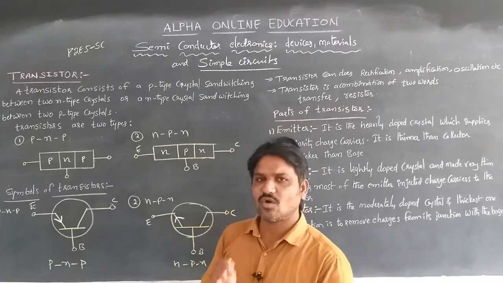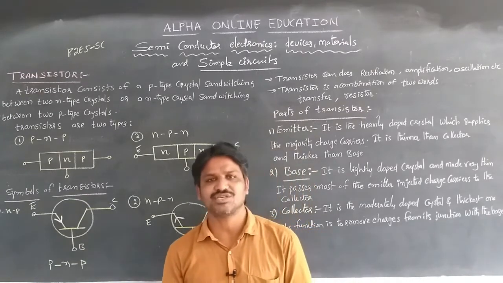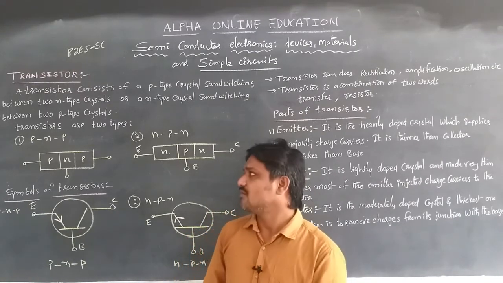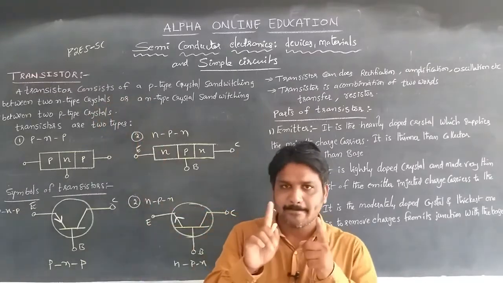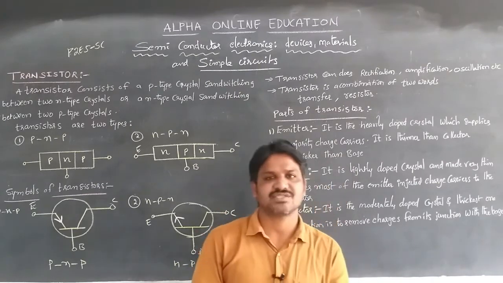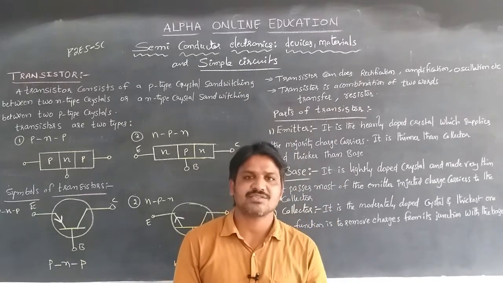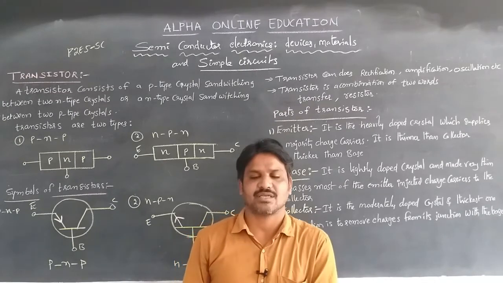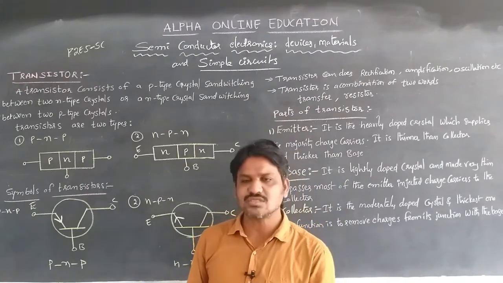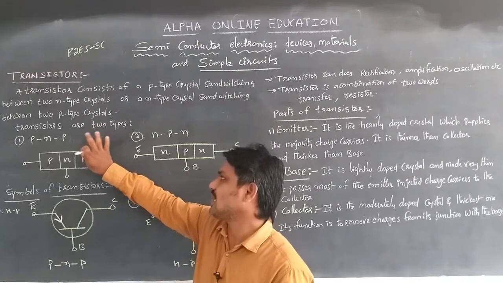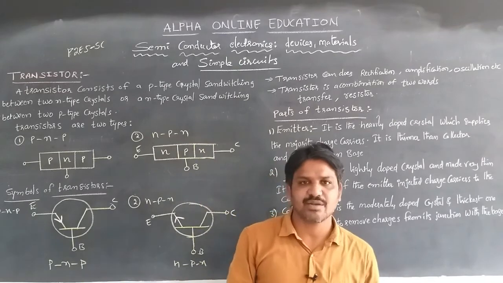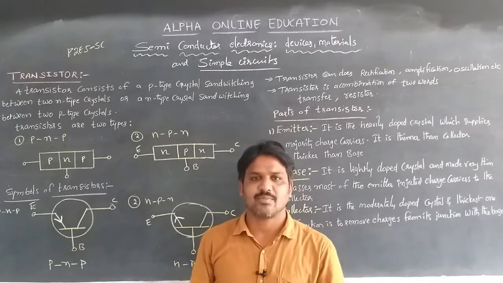So first of all, what is a transistor? Transistor is a combination of two words, transfer and resistor. A transistor consists of a p-type crystal sandwiched between two n-type crystals, or an n-type crystal sandwiched between two p-type crystals. So two types of transistors can be formed, PNP and NPN.